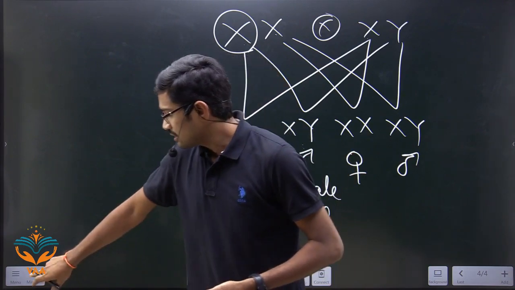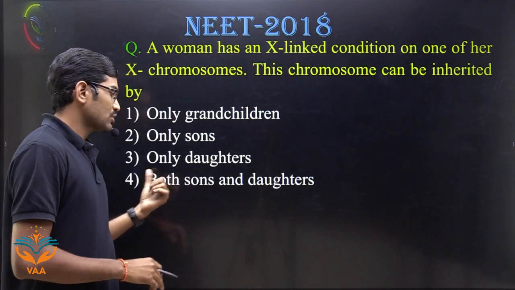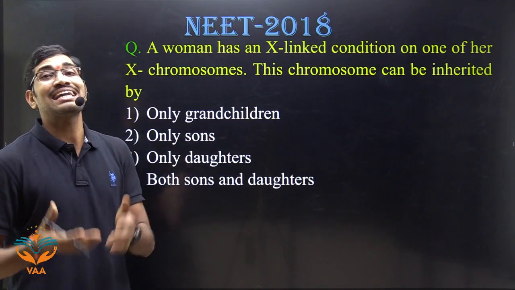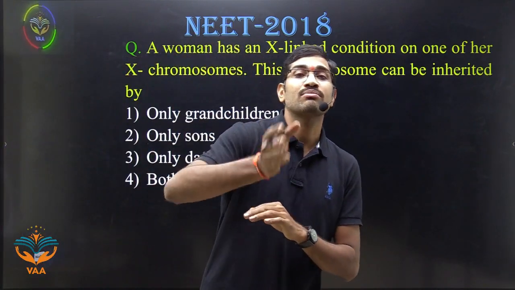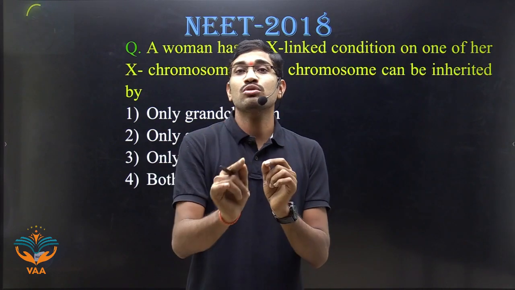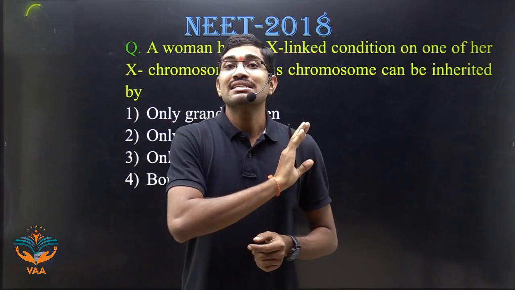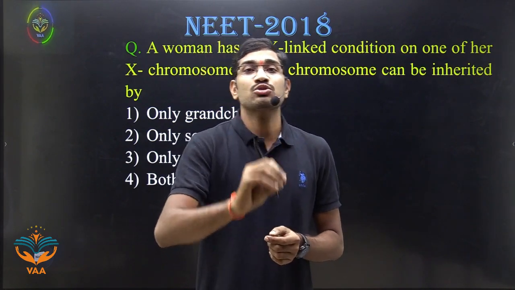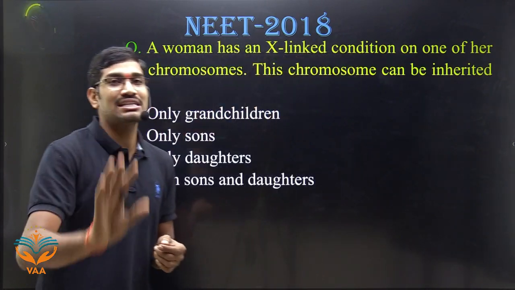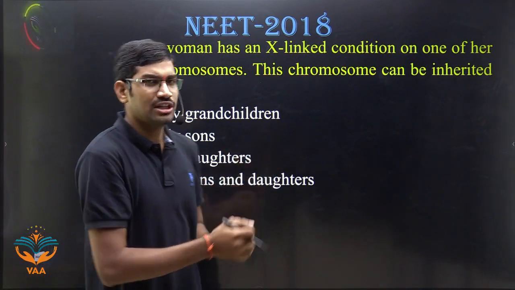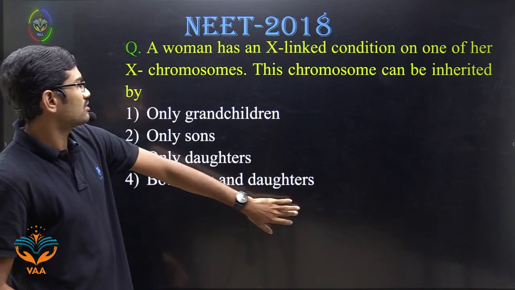That option was given here, it is the 4th option. So both sons and daughters can get the X chromosome from the mother. But please remember, the X chromosome of the father will go only to the daughters. Sons will never receive an X chromosome from the father; they will receive only from the mother. So this is another important point. Another question is also there based on this, so that also we will go through here.